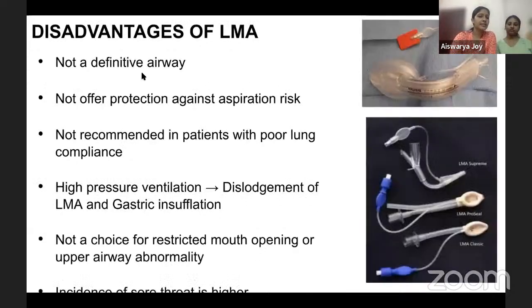These are the disadvantages. It is not a definitive airway, does not offer protection against aspiration risk, and is not recommended in patients with poor lung compliance because of the lower seal. If high pressure ventilation is used, there will be dislodgement of the LMA and gastric insufflation. It is not a choice for restricted mouth opening or upper airway abnormality. In these situations, awake fiber optic intubation will be the better choice.